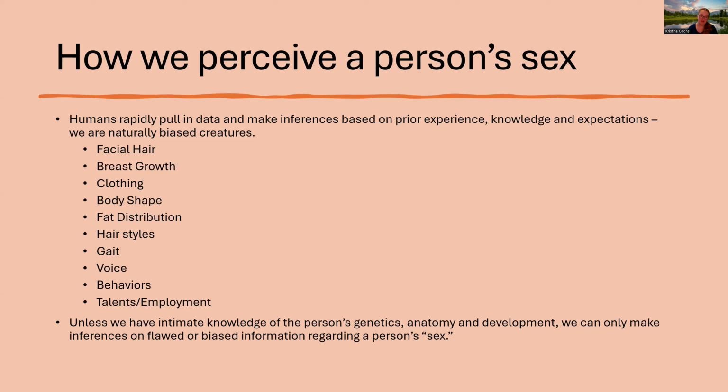And for some of us, we get very angry at that realization because we feel like we're being tricked. We have this ideal in our brain and we have been tricked into thinking otherwise. And maybe that's part of the reason why we have such a backlash against LGBTQIA individuals, especially transgender individuals and even intersex individuals. So the last point I want to make with this: unless we have an intimate knowledge of the person's genetics, anatomy, and development, we can only make inferences on flawed or biased information regarding a person's sex.